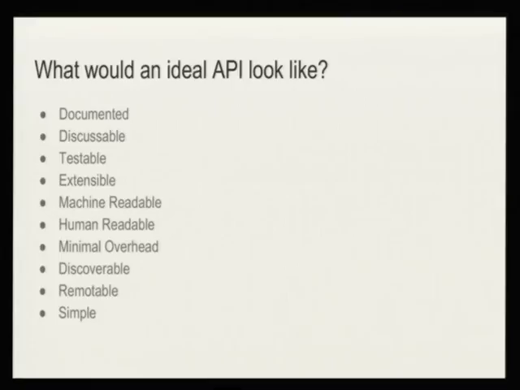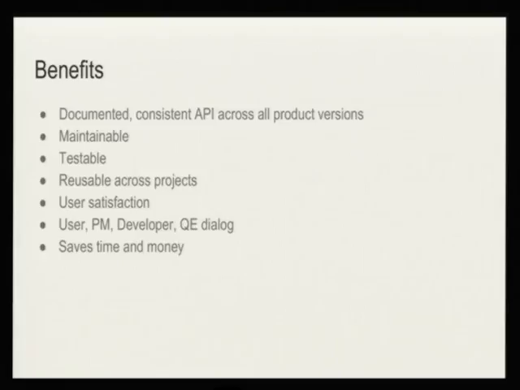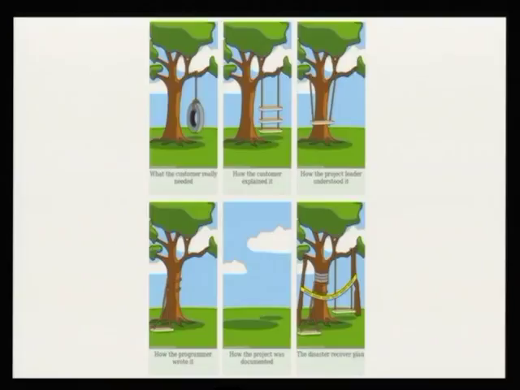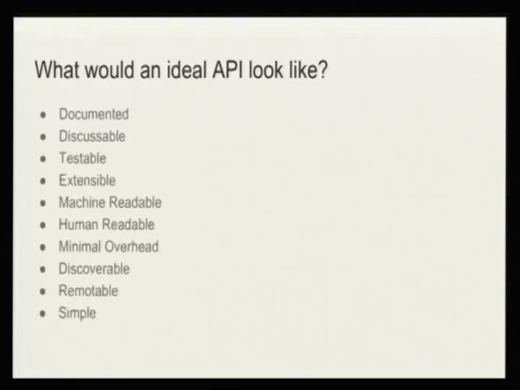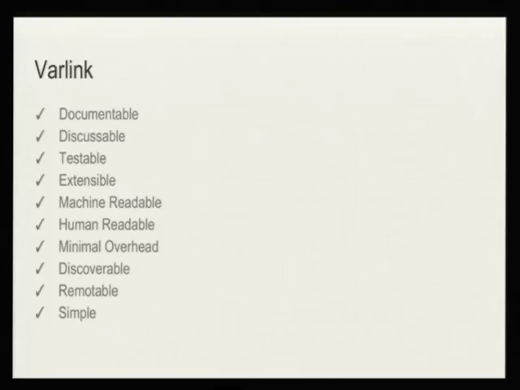The benefit of documented is self-explanatory: it saves time and money, and maybe even prevents misunderstandings, since additional attributes in the documentation might mean anything, which can lead to this situation here. And as I said before, having this one file where I can talk with QE, with customers, with product managers, with developers, is key for communication, because communication should be the priority. So I have the points here again, and we try to make Varlink have a check mark on all these points.